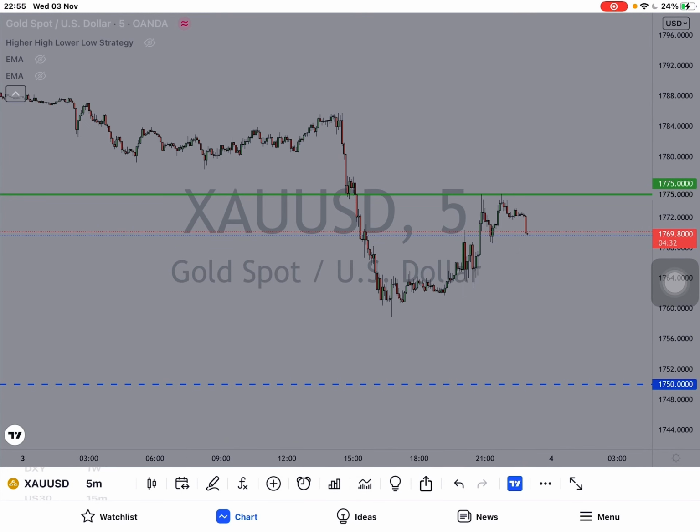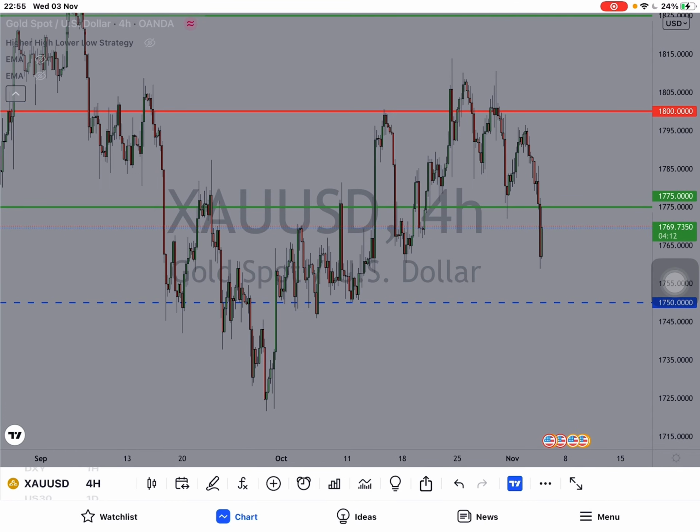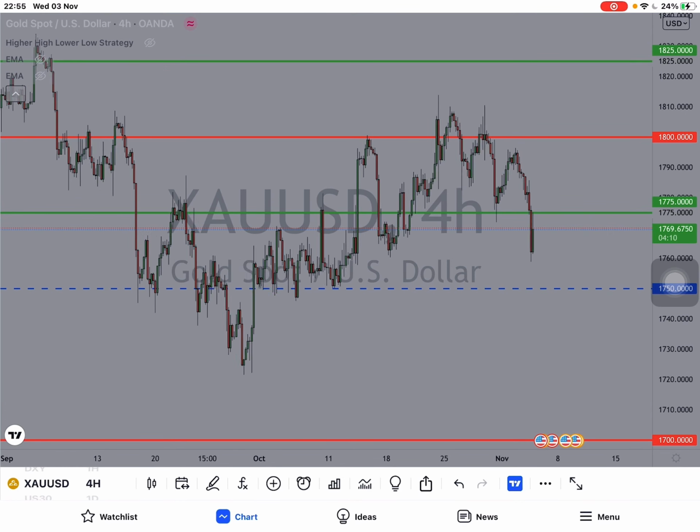Okay, so here we have XAU USD, which is gold. First things first, I'm going to switch over to a semi-higher time frame, being my 4-hour chart. I'm just going to put everything into plain view.